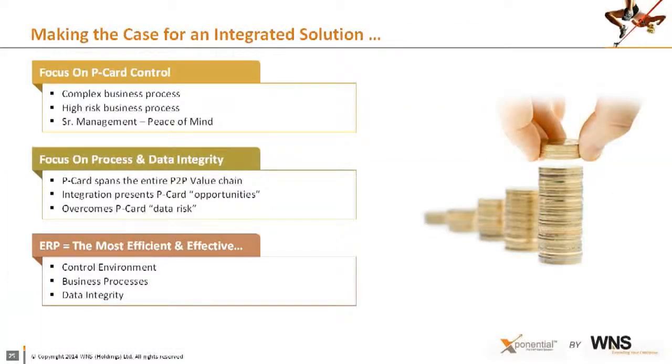Okay? So with that, I just want to wrap this up and talk about making the case for that integrated solution. Focus on the controls of your P card. It's a high-risk business process, and it can be complex, and you want to give your upper-level management peace of mind that you've got your arms around what's happening with your card program. Also focus on the data integrity. You've got a lot of risks, but the integration that a product like Xponential inside of your ERP can present gives you a lot of opportunities to offset those risks.